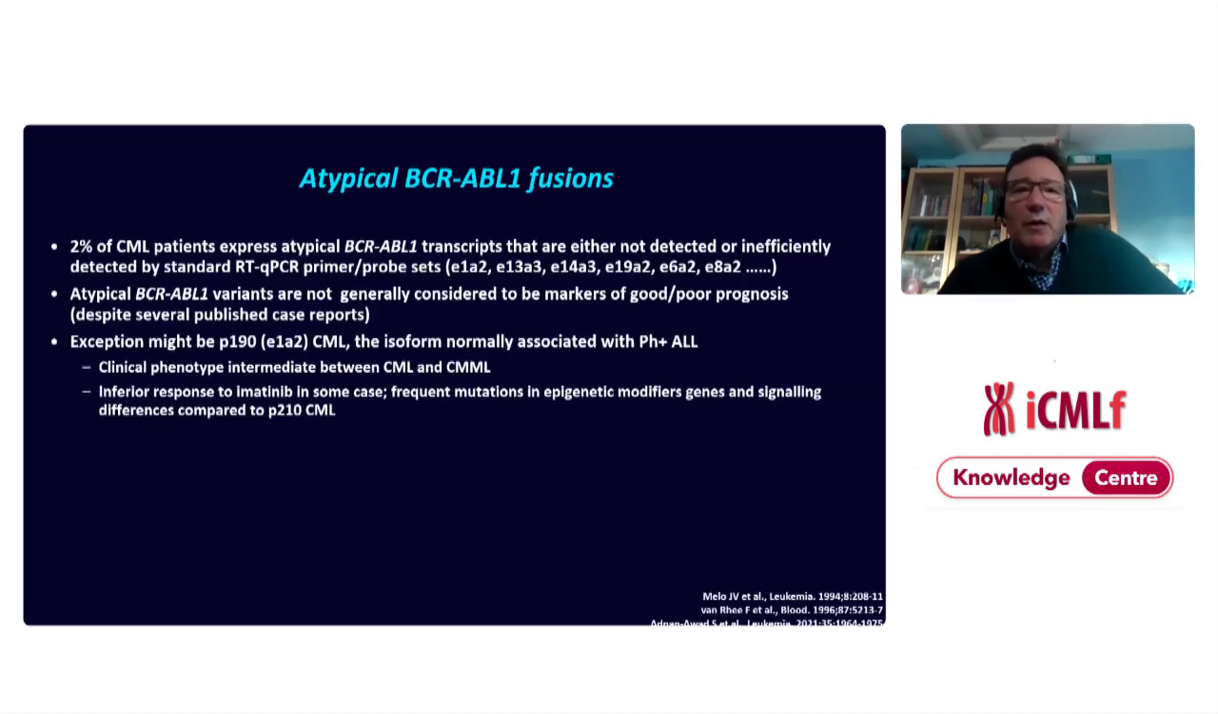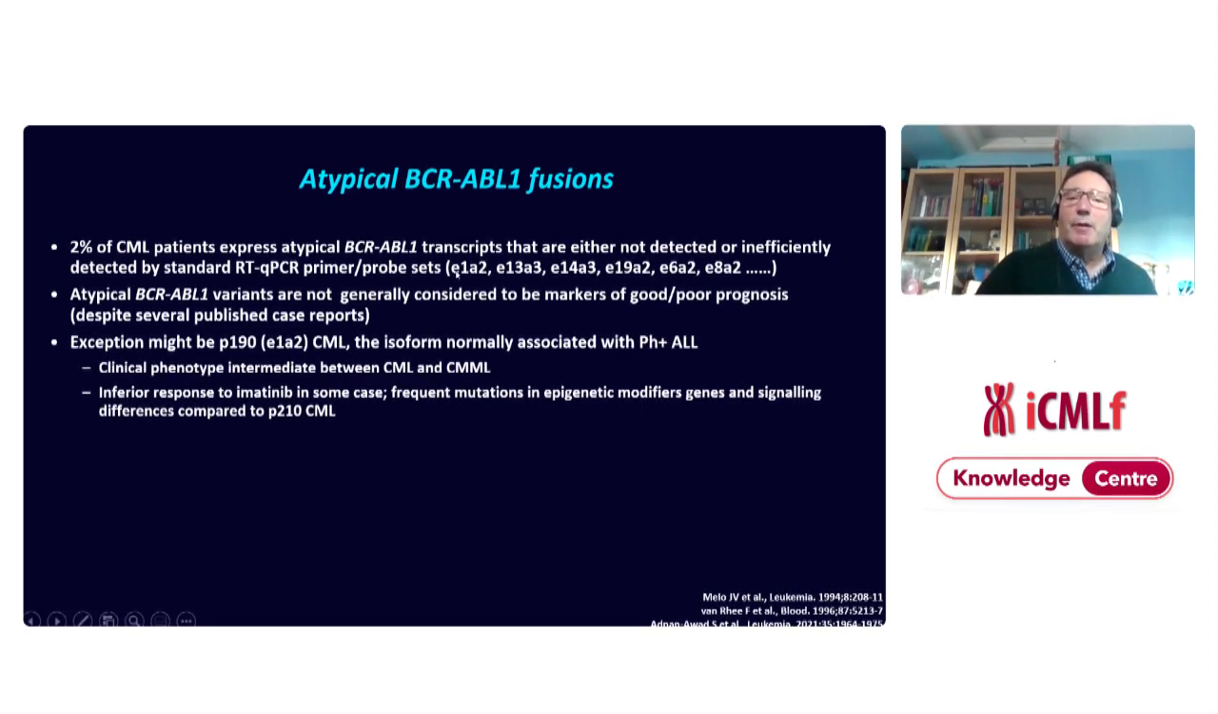So what about atypical BCR::ABL fusions? Just to remind you, 2% of CML patients express these atypical fusions that involve the splicing of different BCR exons to ABL. Common ones are E1A2, E13A3, E14A3, E19A2, but there are many others. There are lots of case reports in the literature that these are associated with a good or poor prognosis, but these, I think, are subject to substantial publication bias.